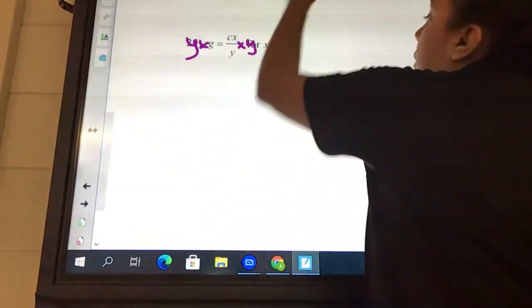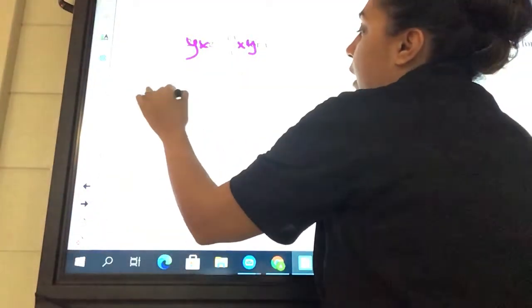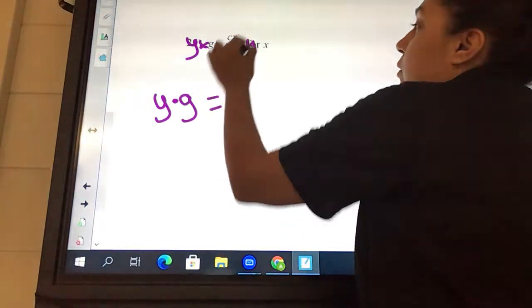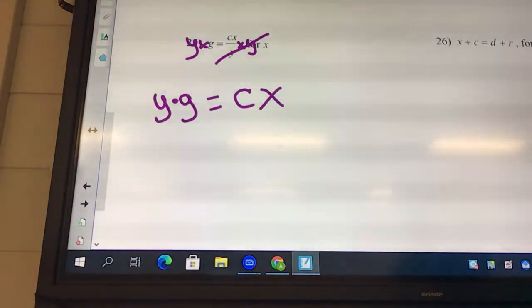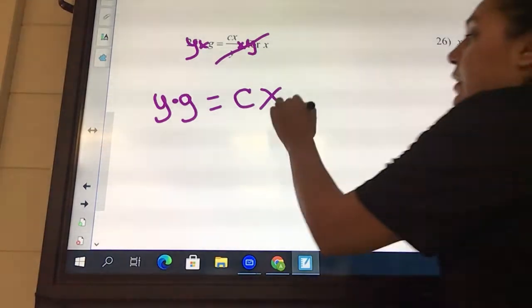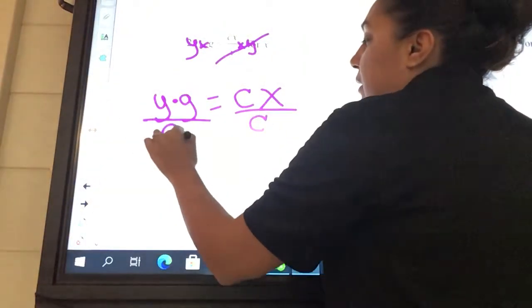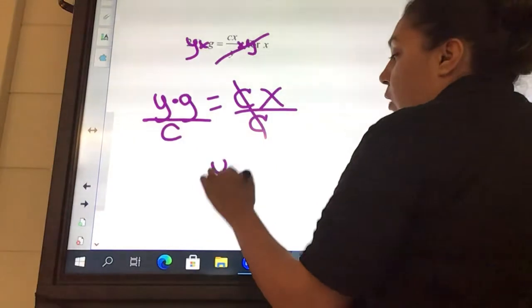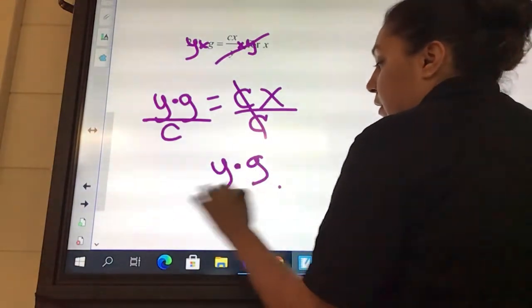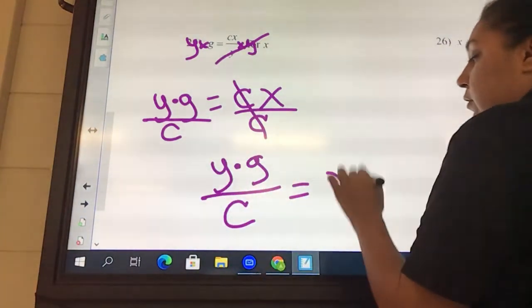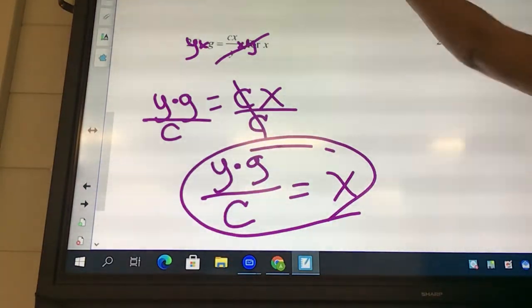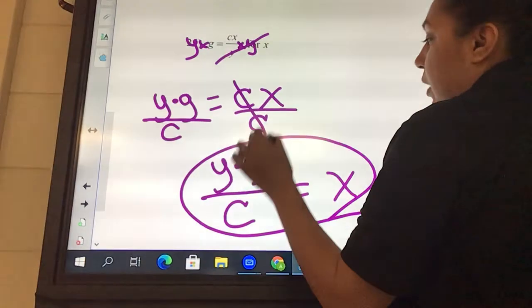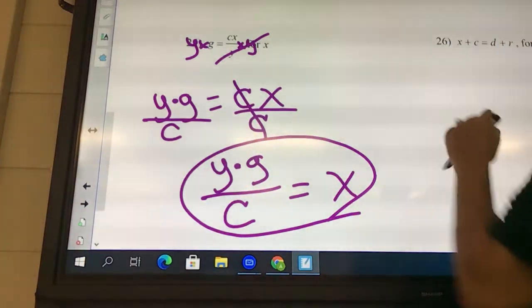I'm going to erase this though. So I'm going to say Y dot G equals, well, these cancel, so I got CX. Okay, I'm trying to solve for X, so we're going to say divided by C, divided by C. So you're going to have Y times G over C equals X. Okay, and that one's a little bit more complex than what some of you guys are probably used to, but I just threw it on there.